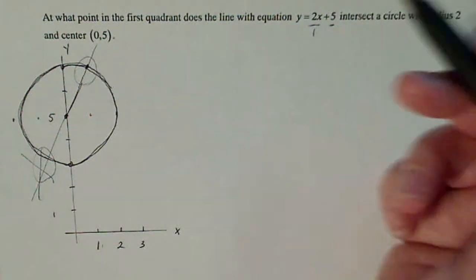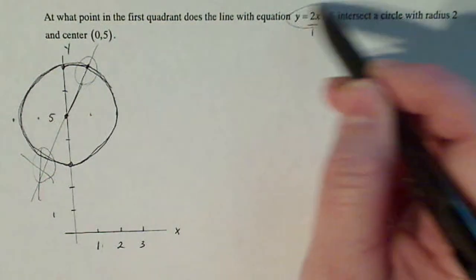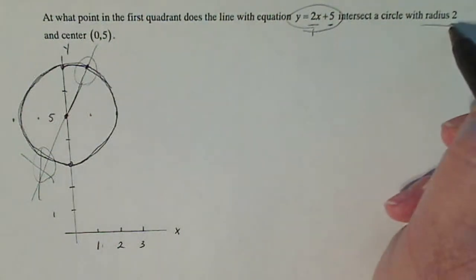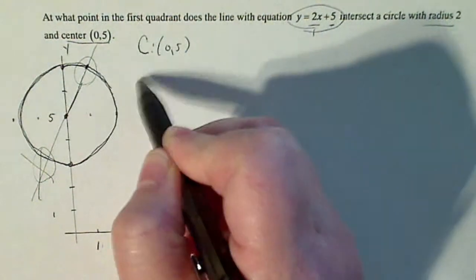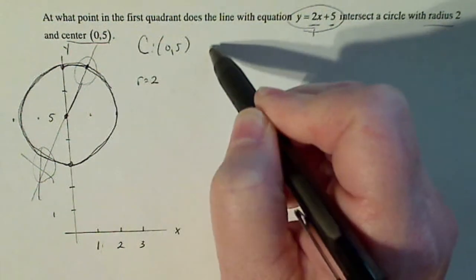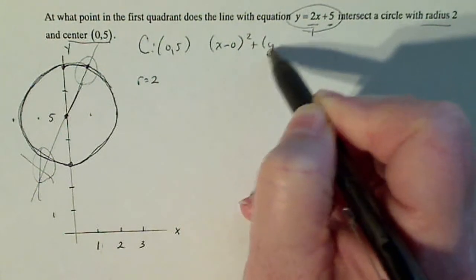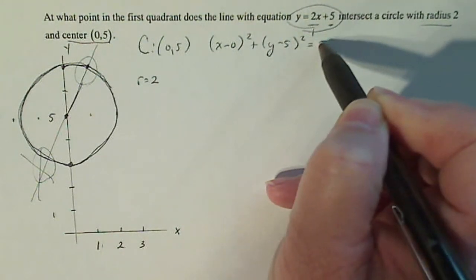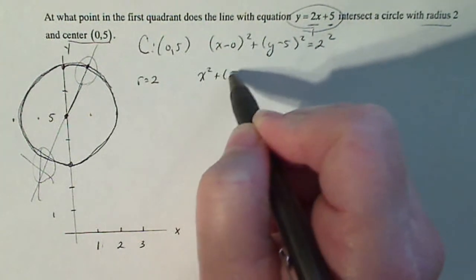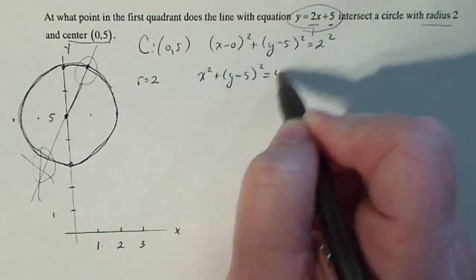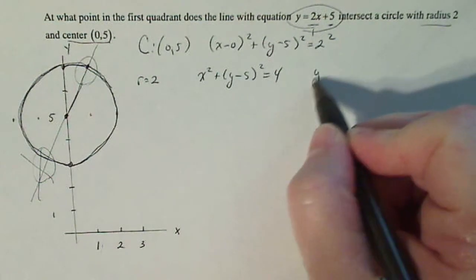All right. Now, in order to find the intersection between 2 graphs, I have to have the equations of 2 graphs. I only have the equation of 1 graph. But I do know I have a radius 2 circle with a center at (0, 5). That gives me the lovely equation (x minus 0) squared plus (y minus 5) squared equals 2 squared. If I make that a little simpler, x squared plus (y minus 5) squared equals 4. Now I have to find the intersection between this graph and this graph.